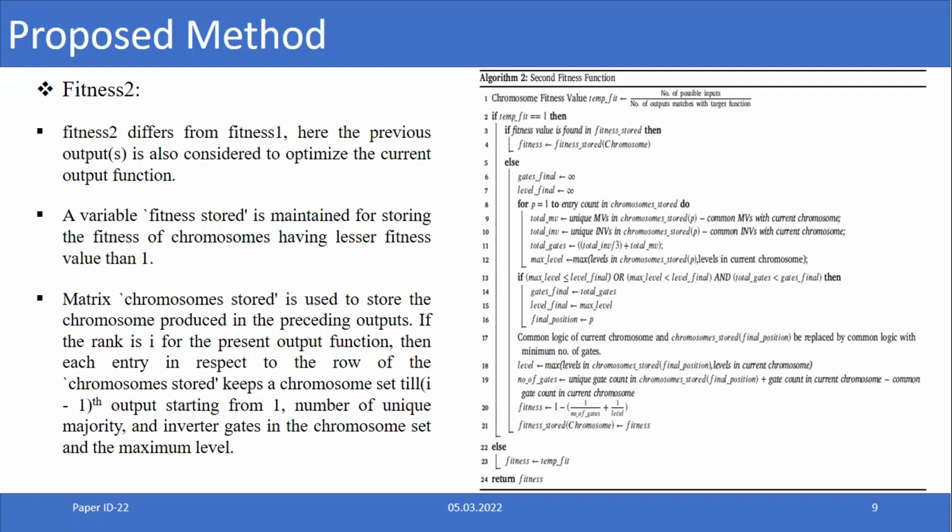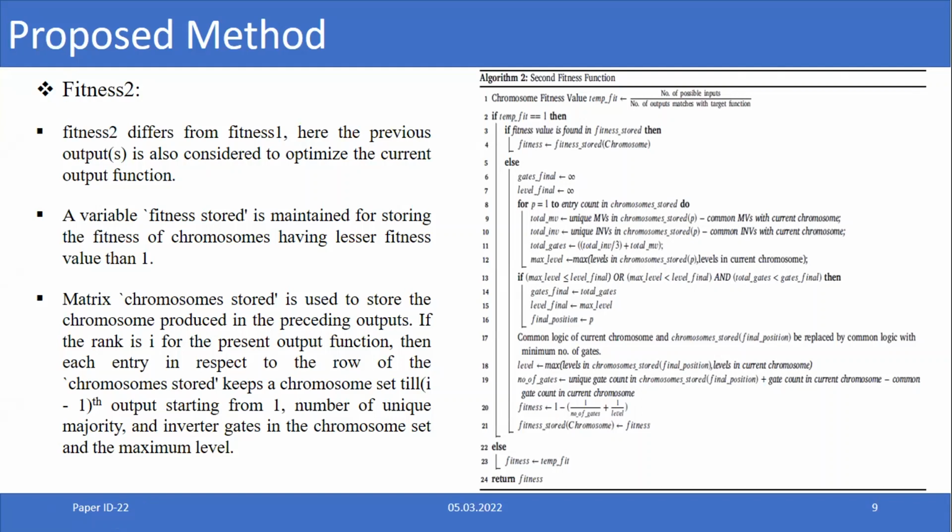And what is the information of the chromosome? The number of inverters, number of majority voters, and the number of levels. I have stored this information for each chromosome inside this matrix chromosome stored. If I discuss this algorithm, the first part is almost the same compared to the previous fitness function 1.